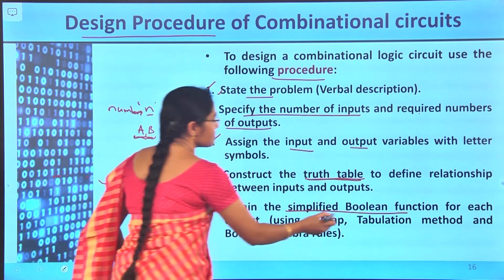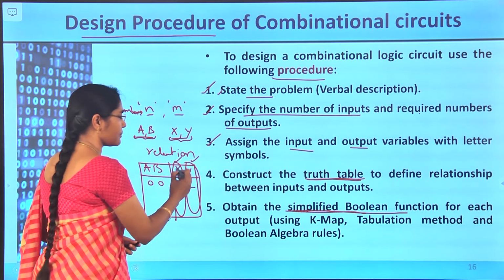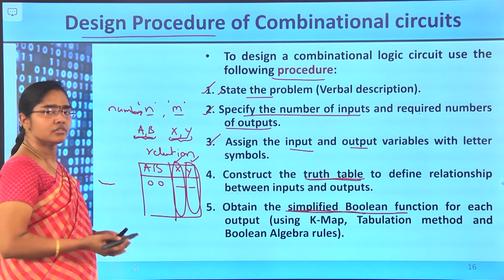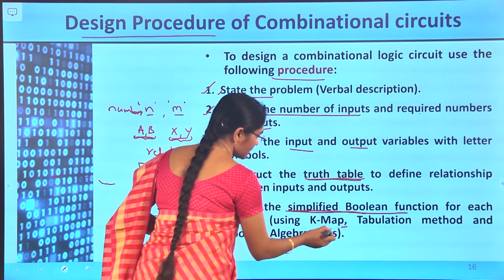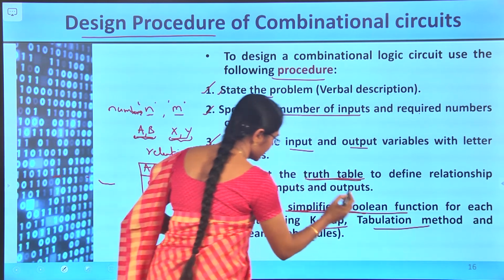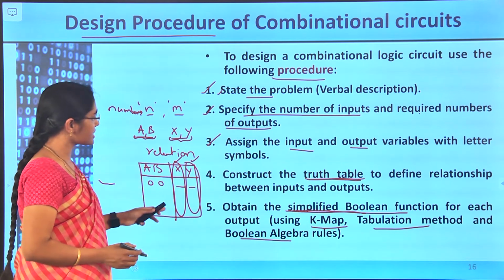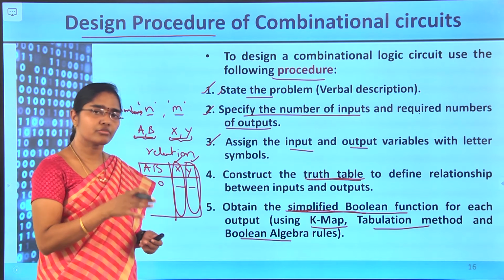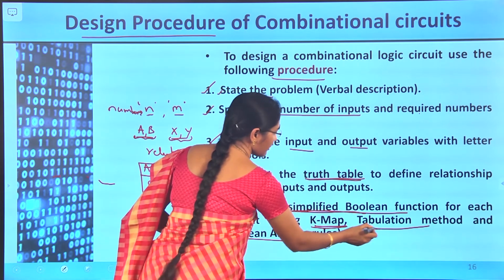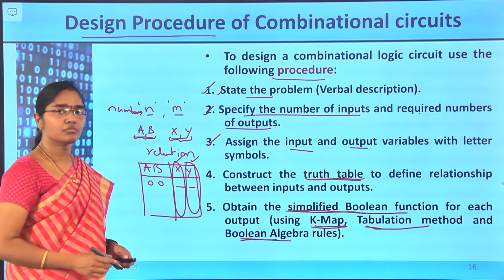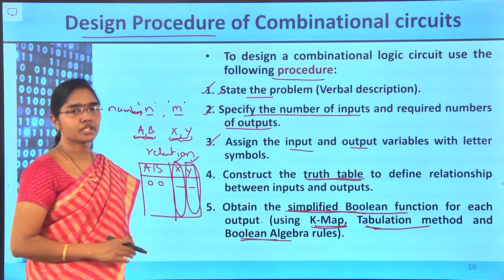So, obtain the simplified Boolean function for each output, for example here X and Y, from the truth table, and for the simplification use any method, that may be a K-map or tabulation method, or simply using Boolean algebra rules. Depending upon the logic, the truth table, and the number of variables in the input and output, we can decide. That may be simplification using K-map or tabulation method, or simply using the Boolean algebra rules.